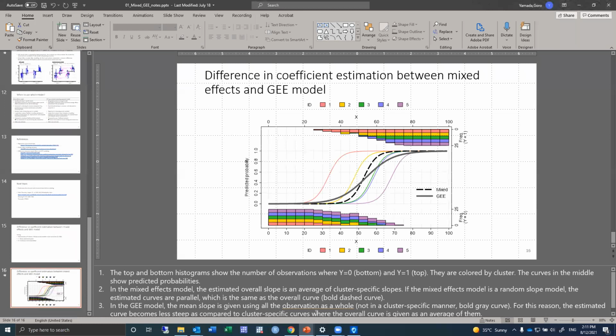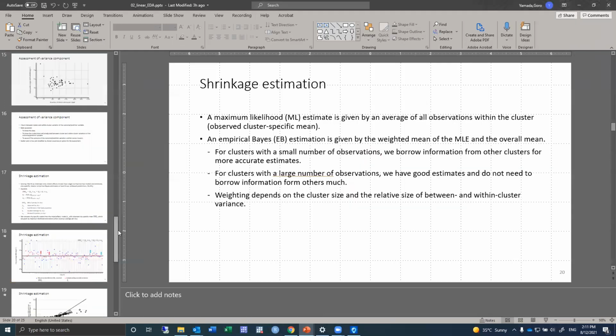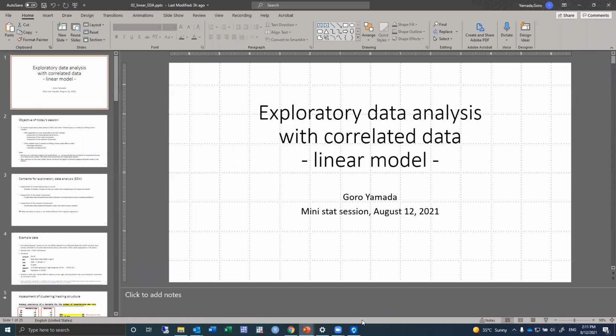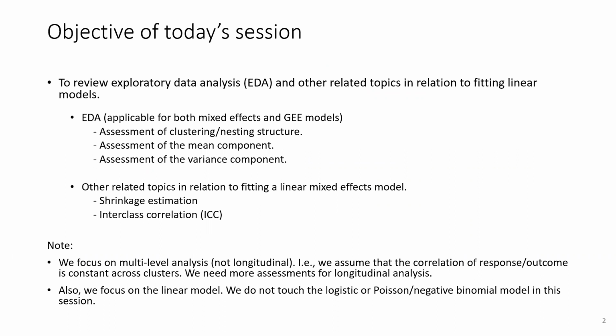And today's topic is how to do exploratory data analysis with correlated data. In the case of the linear model, this is the topic we are going to cover. In addition to EDA, I'm going to talk about shrinkage estimation and ICC, intraclass correlation.